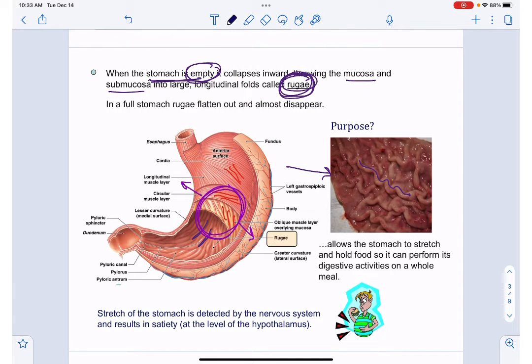So it allows the stomach to expand and hold more food. Something else that's interesting about these rugae is that there are sensory receptors. There are stretch receptors located in these rugae. And when the stomach gets filled with food and the rugae flatten out, these stretch receptors are stimulated, and they take that sensory information to the brain, and specifically the hypothalamus.